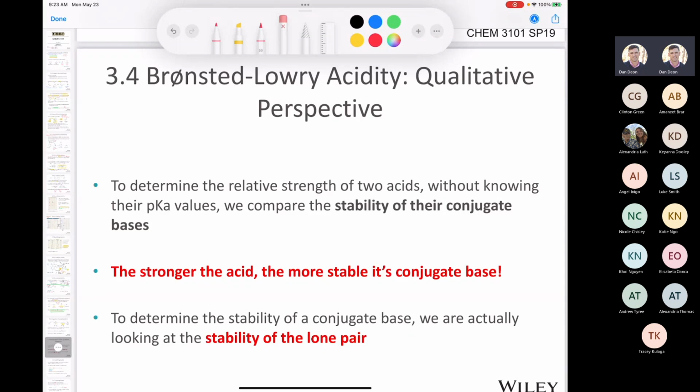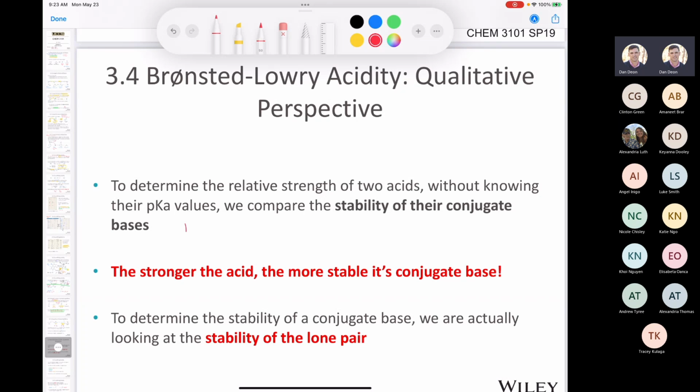Next thing that we're going to do is look at Bronsted-Lowry acidity from a qualitative perspective. We've looked at it from a quantitative perspective, namely pKa values, and we talked about table 3.1 and how you should memorize that table. However, to determine the relative strengths of two acids without knowing their pKa values, what do we do? We look at the stability of their conjugate bases and compare their relative stabilities.